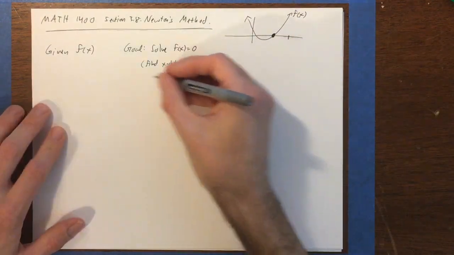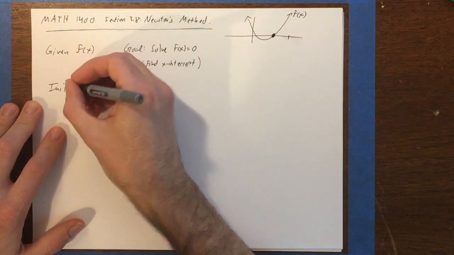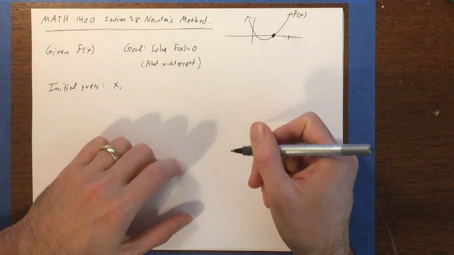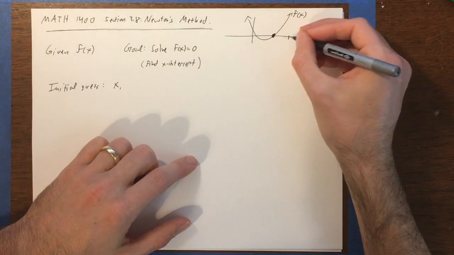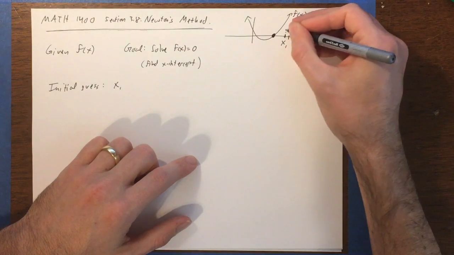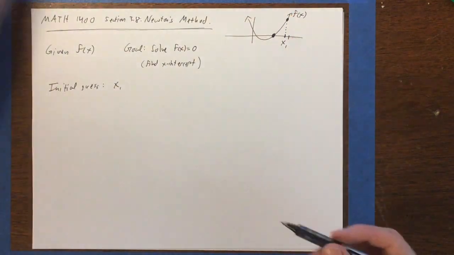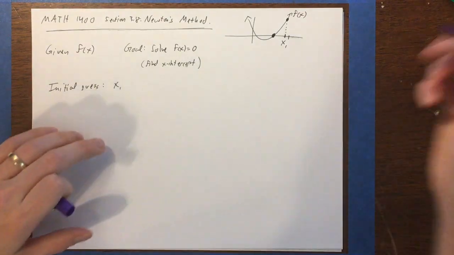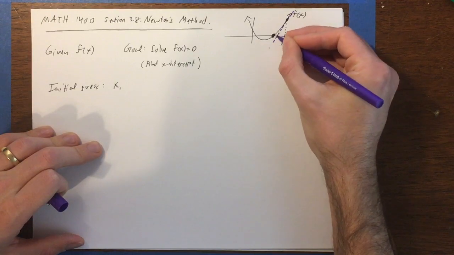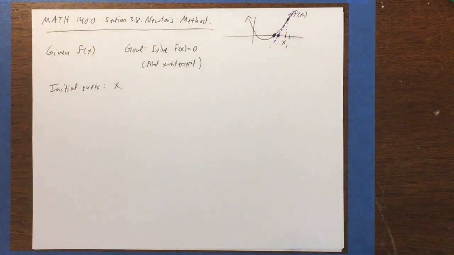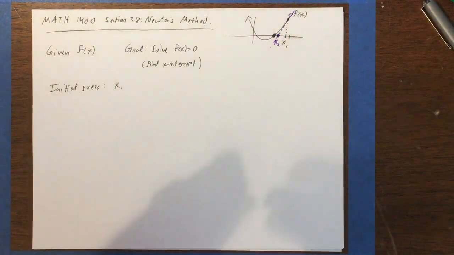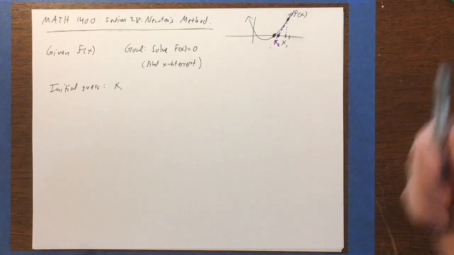We start by making an initial guess. We're going to call that initial guess x1. Let's say that's our x1. The idea is we're going to take that x1, find the point on the actual graph, and then find the equation of a tangent line through that point, and then find the x-intercept of that tangent line. The x-intercept of that tangent line is going to be our next guess, x2. And then we'll repeat that process. All right, so that's what we're going to do.